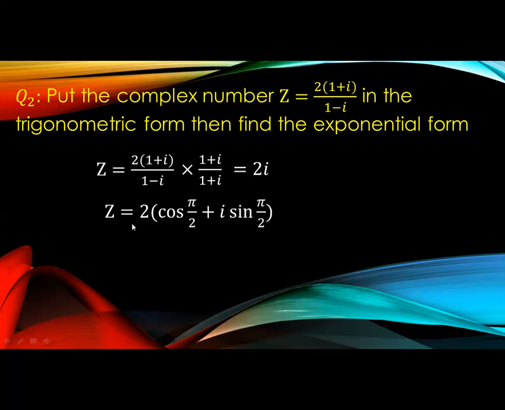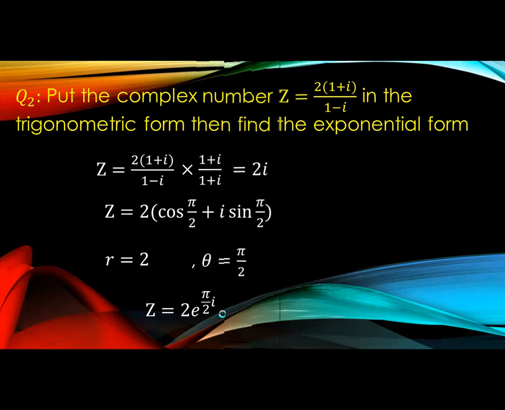After that, the trigonometric form of this complex number is z equals 2 cosine pi over 2 plus i sine pi over 2. It means R equals 2 and theta equals pi over 2. So the exponential form of this number is z equals 2 e power pi over 2i.